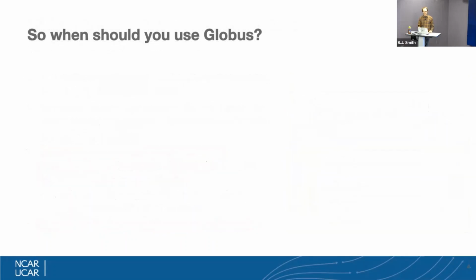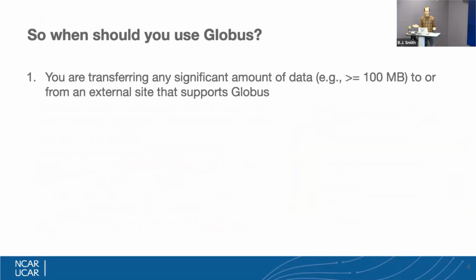So, having said that, when should you look at using Globus? This isn't a full list of scenarios, but these are the ones that I think make a lot of sense. If you're transferring any significant amount of data, and I would say in this case, greater than or equal to 100 megabytes feels reasonable to me, to or from an external site that supports Globus. So if you have data here that you want to move to university storage that's of significant size, and that university storage has a Globus endpoint attached to it, then Globus is a great way to go, because it's going to handle that in the background, and it's going to be a robust transfer that you can then track.